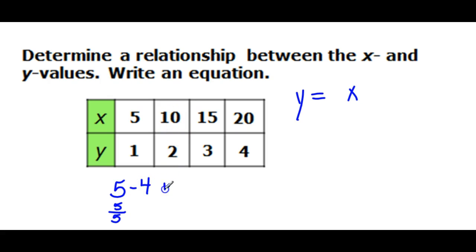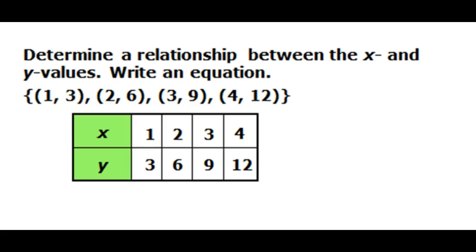If I take the next x value, which is 10, and subtract 4, does that give me 2? No, so that one didn't work. If I take 10 and then I divide it by 5, does that give me 2? Yes, that one works. Let's check it with this one. If I take 15 and divide it by 5, do I get 3? Yes. Here, if I take 20 and divide it by 5, do I get 4? Yes. So I took whatever x value I had and I divided it by 5. And it is just that easy.